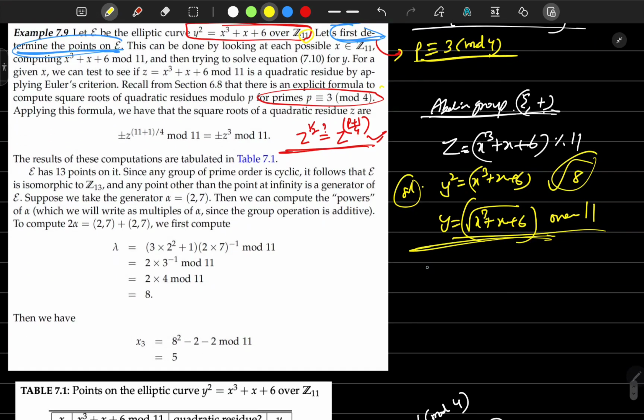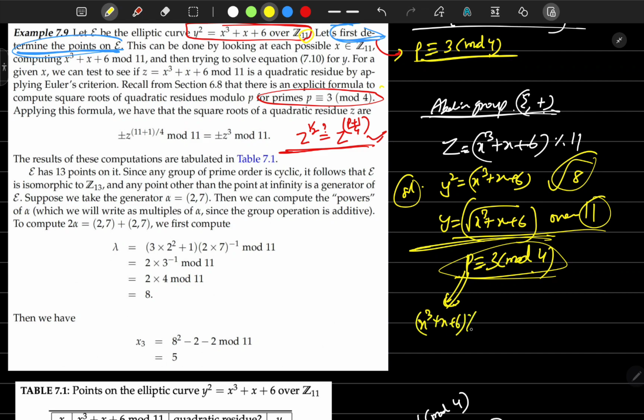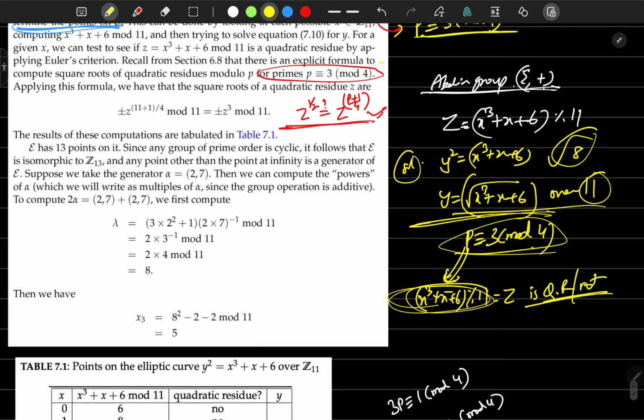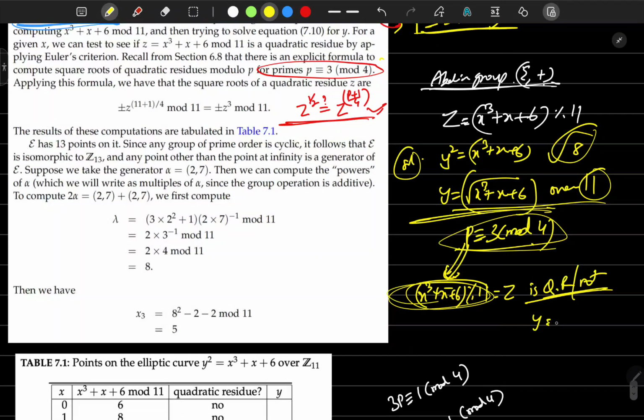Yes, there is a method, provided that p satisfies the condition p mod 4 equals 3. Then first we check whether the given x cube plus x plus 6 mod 11, let's name it z, is a quadratic residue or not. If it is not a quadratic residue, then we cannot have a y value. If you take the root, you will get decimal numbers, but we want only integers.